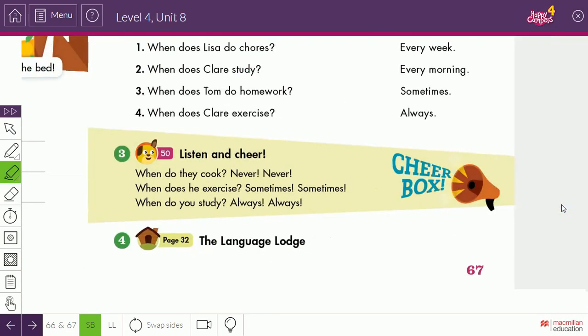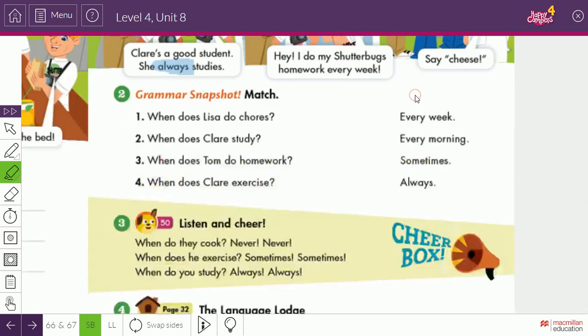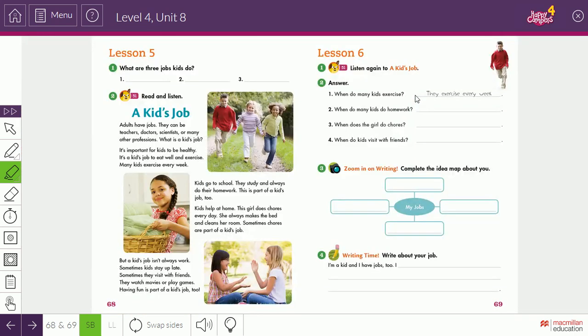Then we moved here. We learned how to ask and answer questions of frequency. When do they cook? Never. When does he exercise? Sometimes. When do you study? Always. In lesson 4, we learned how to ask and answer questions about frequency. When does Lisa do chores? Sometimes. Then we moved to lesson 5.